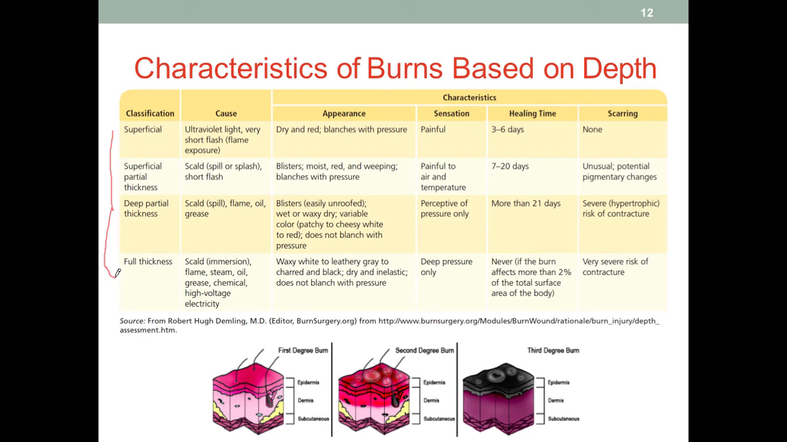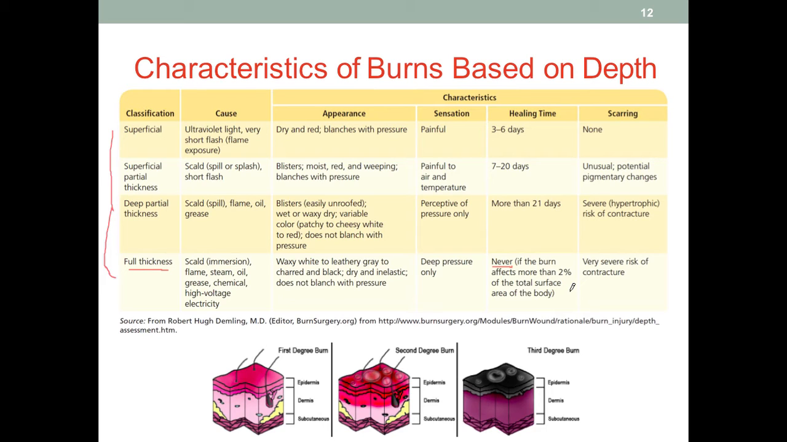So a first-degree burn would be considered a superficial burn. Second degree, there's kind of 2 here. There's a second-degree superficial partial thickness and a deep partial thickness. And then a third-degree burn would be considered a full-thickness burn. If we do reach full thickness, we can see that the healing time is never. So therefore, it causes permanent damage.